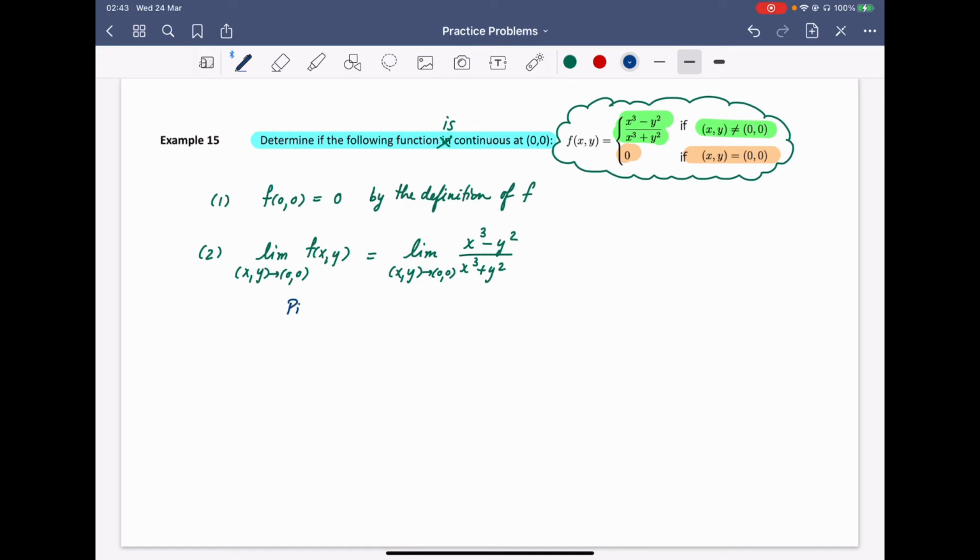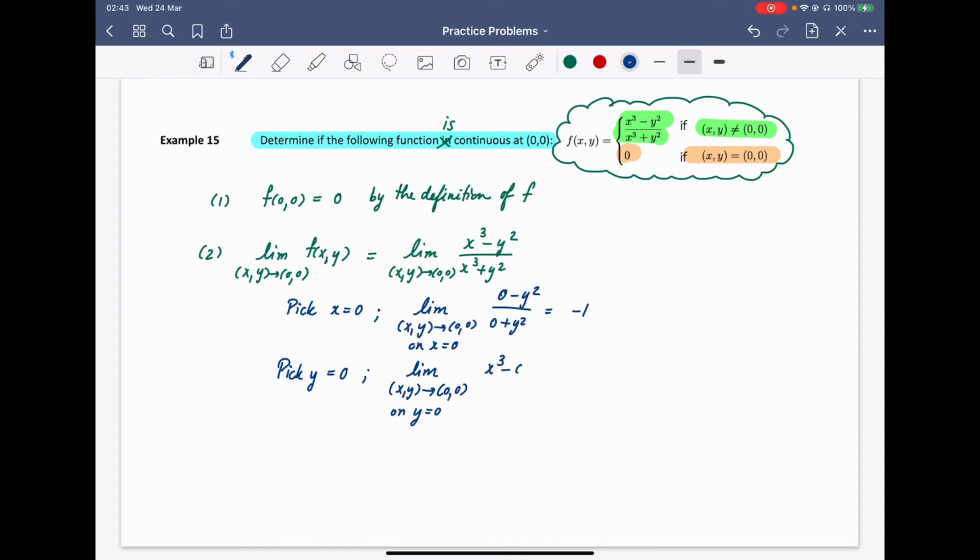So maybe I'm going to pick, the standard technique, x equal to 0. The limit as (x,y) goes to (0,0) along x equal to 0: if you plug in x equal to 0, at the end you're going to get (0 minus y squared) over (0 plus y squared), which gives negative 1, right? And then if you pick another line, suppose you pick y equal to 0, your limit is going to be (x cubed minus 0) over (x cubed plus 0), which is actually just 1.